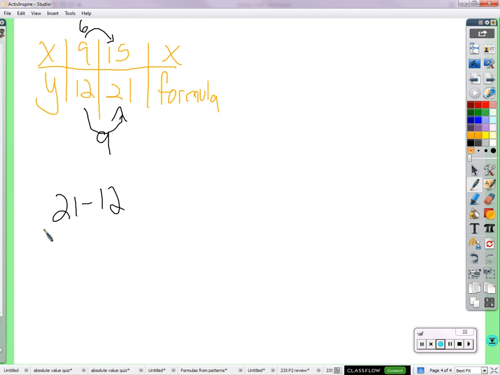So 21 minus 12 over 15 minus 9 is 9 every 6. 9 whatevers every 6 whatevers. It doesn't matter, really. Like 9 y's every 6 x's, whatever y represents and whatever x represents. It's completely up to you unless somebody else is telling you something else.